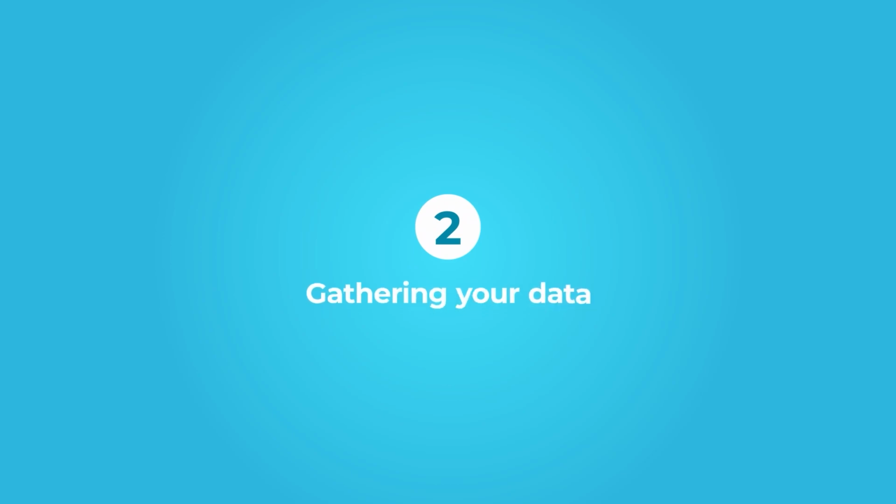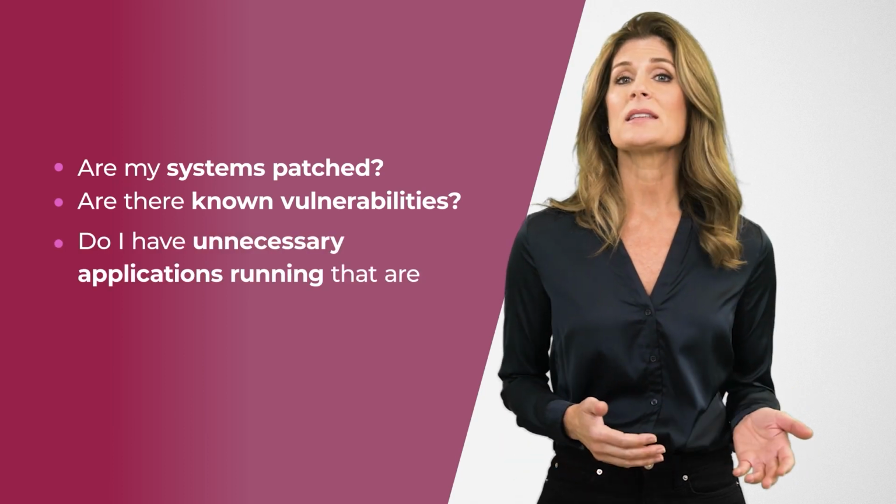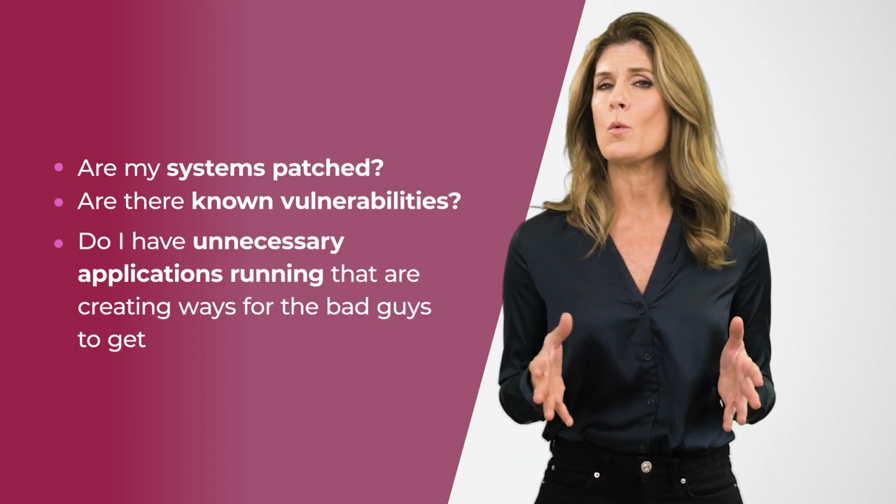So what's next? Step 2 is all about gathering your data. And I mean all your data. Visibility into everything on your network and how it's communicating is the key to successful risk management. Not only what's out there, but are my systems patched? Are there known vulnerabilities? Do I have unnecessary applications running that are creating ways for the bad guys to get in? The very basis of modeling risk depends on knowing what assets are in your environment. Once you know what's out there, then you can begin to calculate your overall risk.